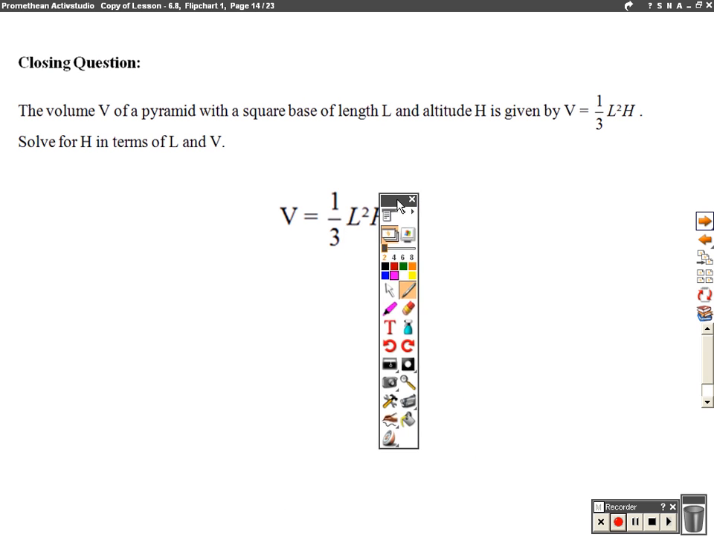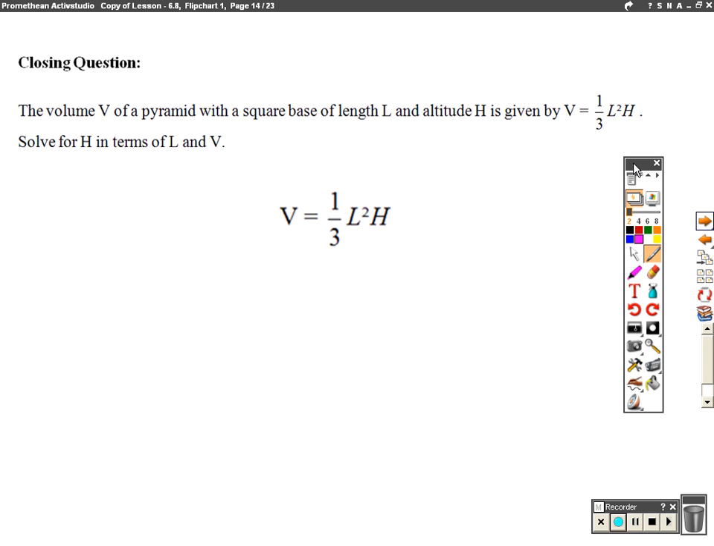So go ahead and try this last question. It's a closing question. It's a little easier than the ones that we just did. And solve for H in terms of L and V.